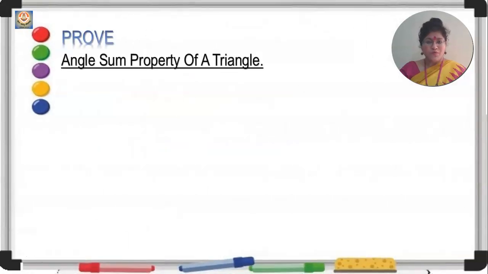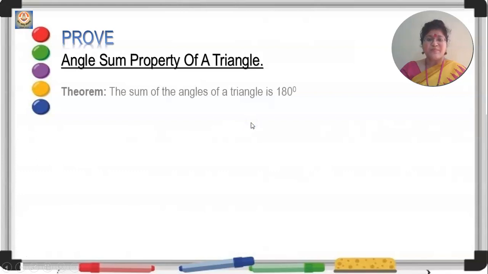Now, I want all of you to make a note of this very important theorem in your notebook. Write it down in your geometry notebook, and this is the proof of the theorem. Now you need to prove the angle sum property of a triangle. So what is the angle sum property of a triangle? It states the sum of the angles of a triangle is 180 degree.